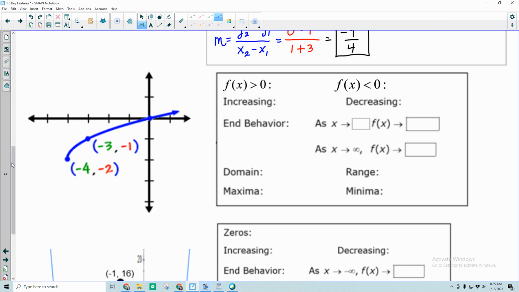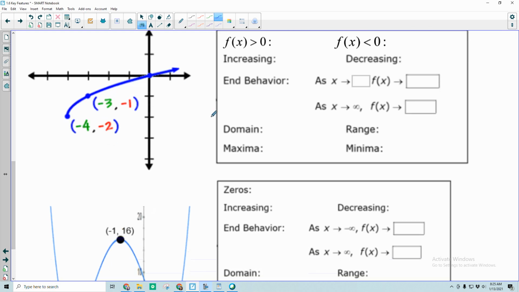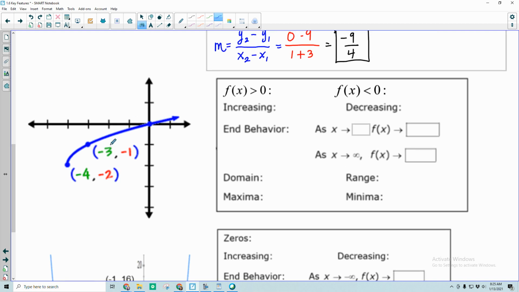In this video, we're going to look at two more examples where we're trying to find key features given a graph. So in this particular problem, the first thing we want to find is where this function is above the x-axis. And that would be represented with this notation here. Where is it above the x-axis?